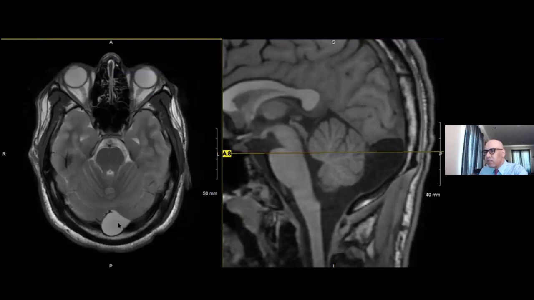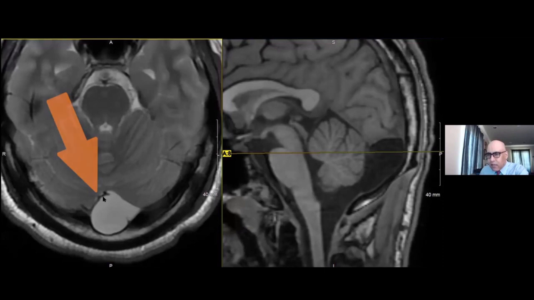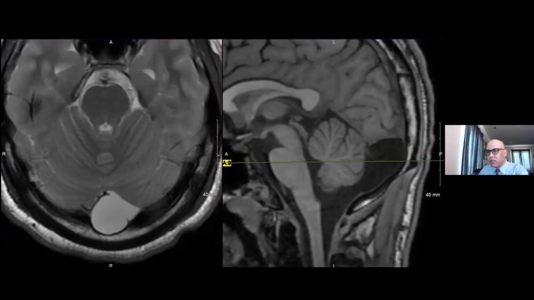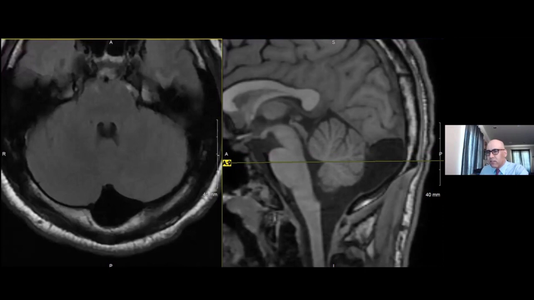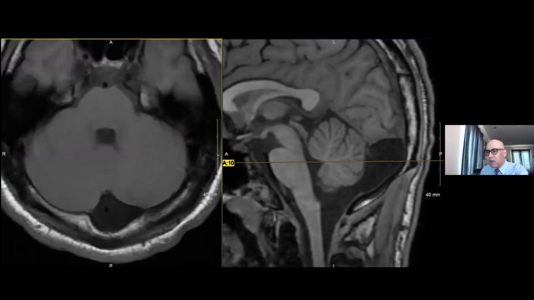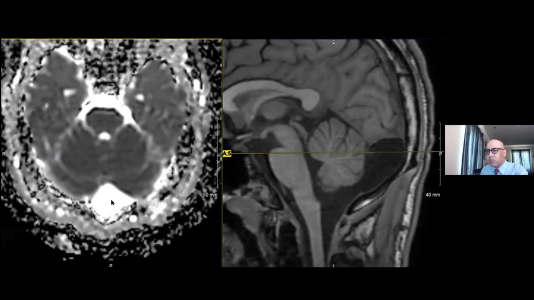But there is prominence of CSF posterior to the cerebellar vermis. It's pushing slightly to the right the falx cerebelli. This is demonstrating hyperintense signal on T2 weighted imaging. It suppresses on FLAIR imaging. It's hypointense on T1 weighted imaging. And it demonstrates facilitated diffusion. All of those other features help us know that this is just an arachnoid cyst.